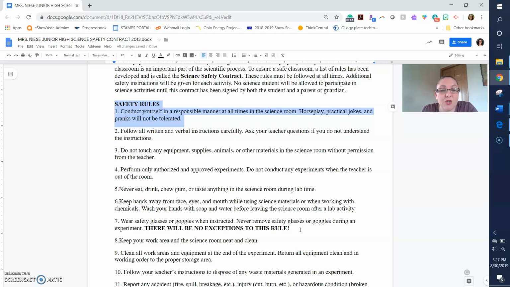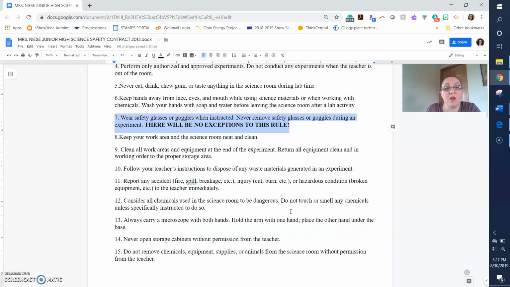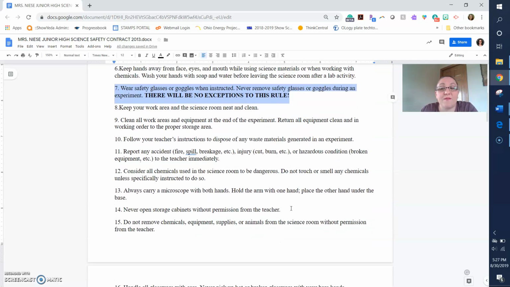Wear safety goggles or glasses when instructed. Never remove safety goggles or glasses during an experiment. There will be no exceptions to this rule. The big rule of thumb is if I have safety goggles on, then you should have safety goggles on.